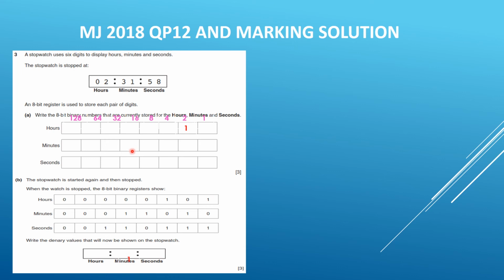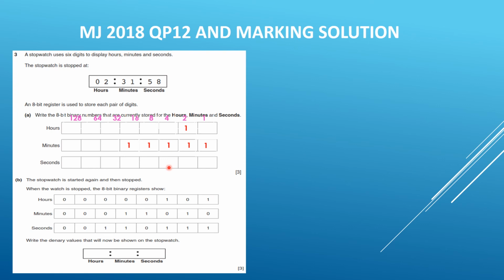So here I'll be putting 16 plus 8 gives me 24. 24 plus 4 gives me 28, plus 2 is 30, and I need 31, so I will put 1 under this notation. So this is equivalent to 31. When I add 16 plus 8 plus 4 plus 2 plus 1, this is going to give me the answer 31. The third register is 58, I need to get the value 58.